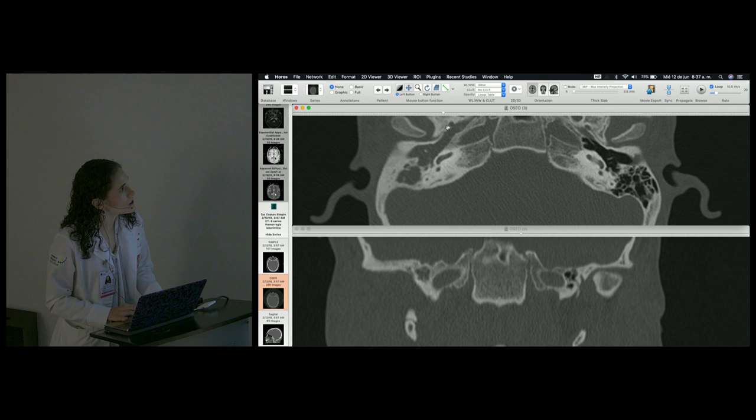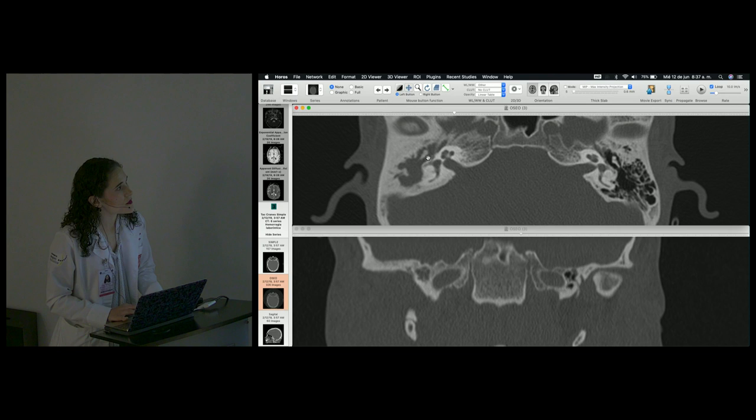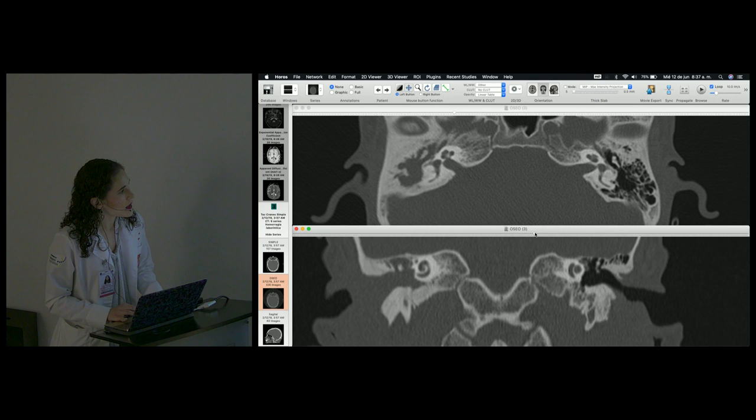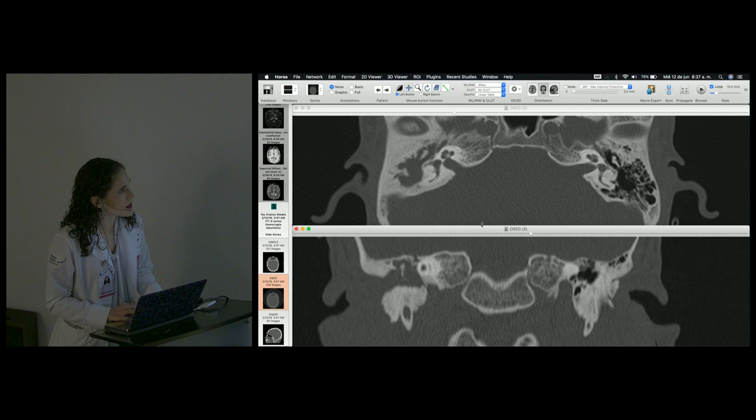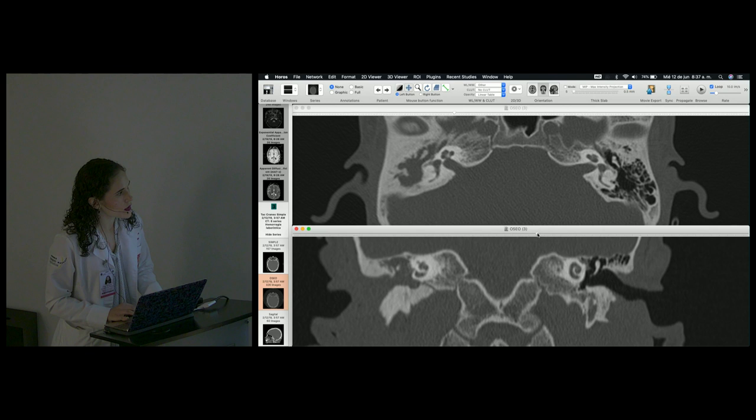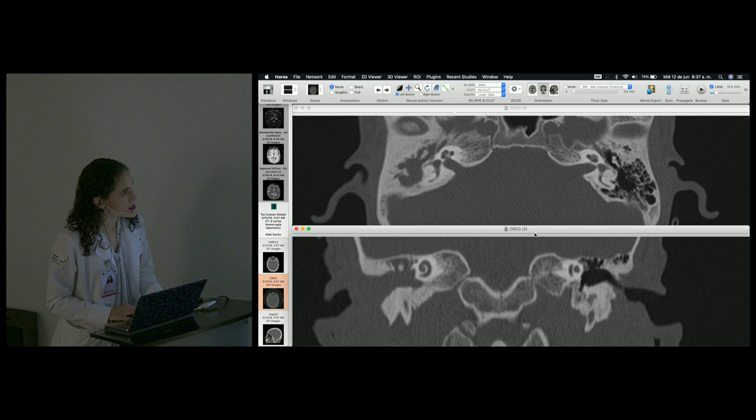Look in the middle ear, there is a soft tissue mass that is occupying the anterior middle ear. This soft tissue density is occupying the epitympanum, the mesotympanum, and the hypotympanum. Look at the ossicles. The ossicles are lateralized; this mass is in the medial aspect of the ossicular chain. Look at the other, normal ear of the patient. The left ear is normal. Look, the ossicular chain is in the center of the middle ear. And in the right, the ossicles are laterally displaced.